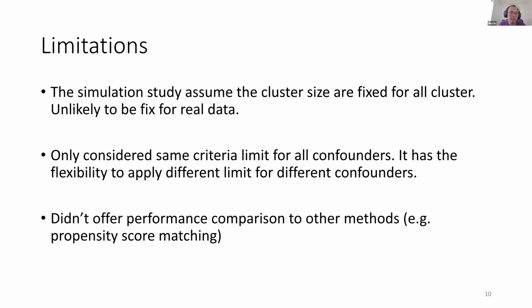And then the limitations of my study: in my simulation study, I assumed the cluster sizes are fixed, but for real world data, this is very unlikely. And I only considered having the same balancing criteria limit for all the confounders, but this algorithm has the flexibility to apply different limits for different confounders. So for example, you could apply a tighter limit for some of your stronger confounders, then have a looser one for some of your less important confounders. Then I didn't really offer a performance comparison of cardinality matching to other methods.